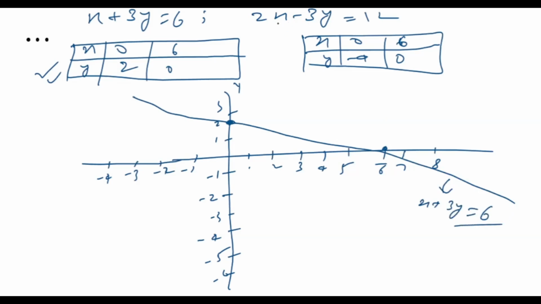Now another equation, 2x minus 3y. For this, x is equals to 0, y is equals to minus 4. X is 0, y is minus 4. This is point. If y is 0, x will be 6. This is another point. So draw this point.